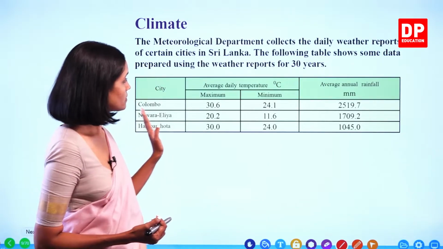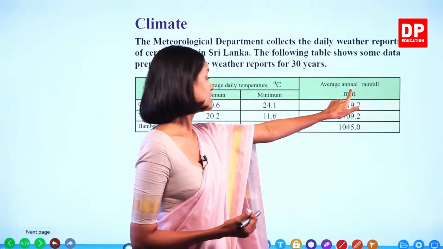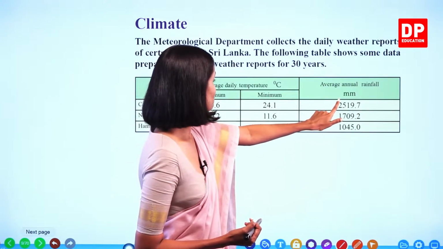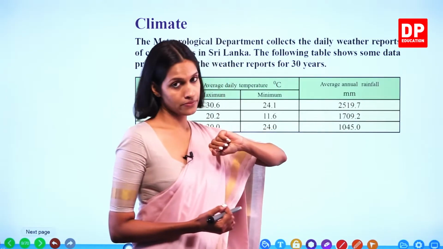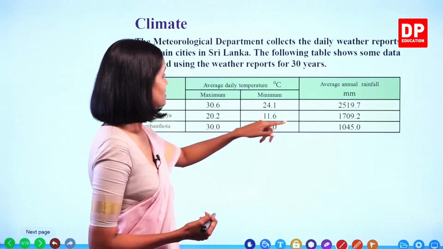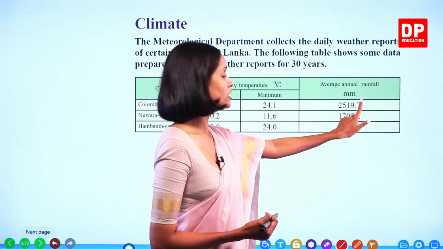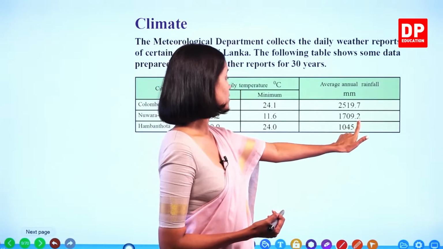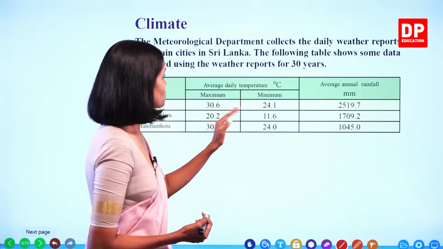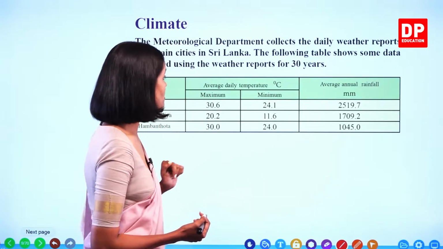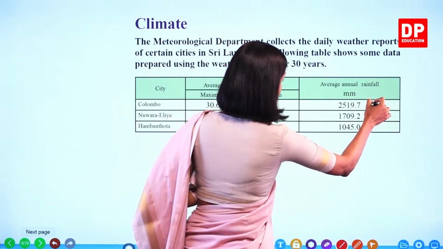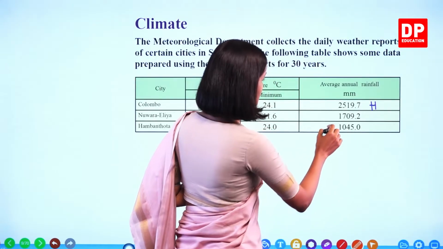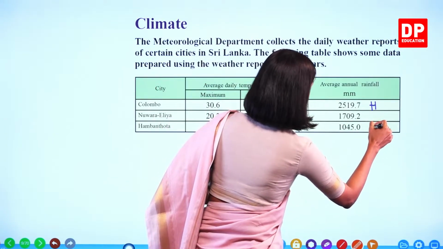Right, children? Average annual rainfall in millimeters, okay? Colombo, annual rainfall is 2519.7. Right? Nuwara, 1709.2. Hambantota, 1045.0. Okay, so when you consider average annual rainfall, Colombo is the highest. Hambantota is the lowest.